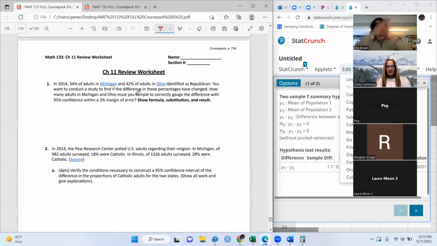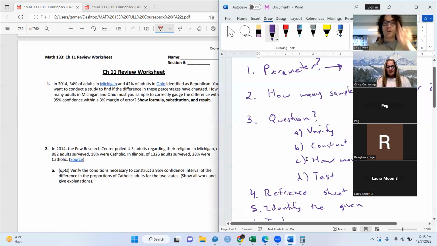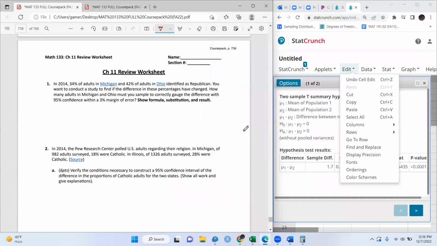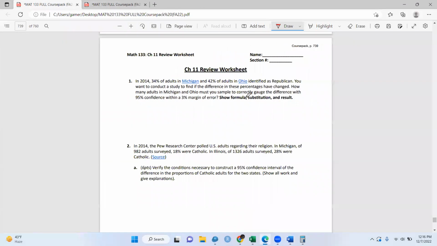That's the mix of all the 11 stuff that forces you to figure out which parameter, how many samples we're working with, and what question we are answering. So let's start here, and work through however many problems we can get through in the 44 minutes we have left.